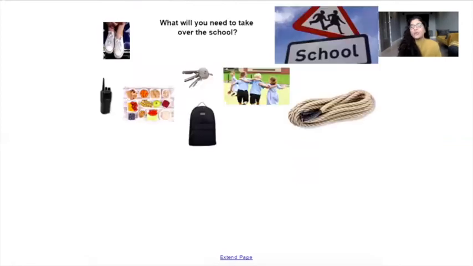Next, think about what you will need to take over the schools. There are some pictures here to help you think about the tools that you might need, the equipment, or maybe even just some routine elements that you might need to consider.